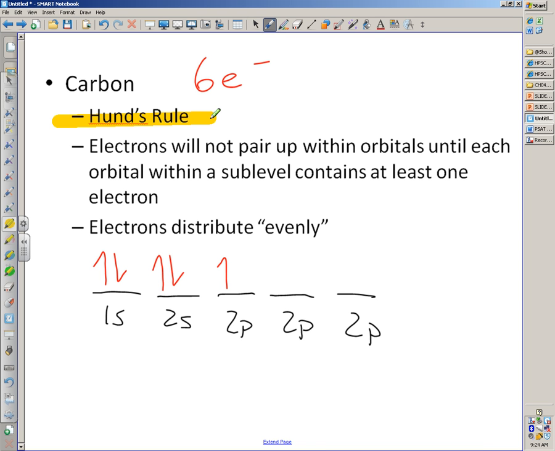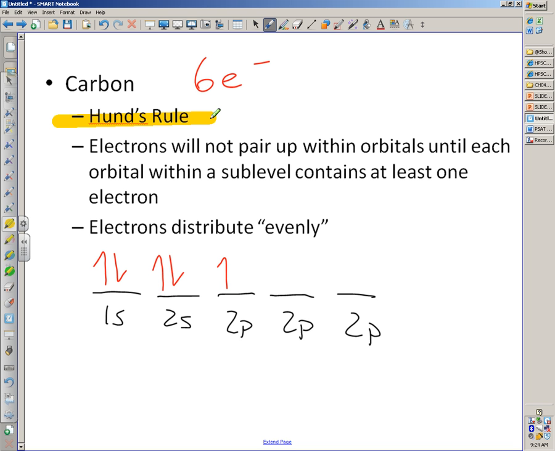Hund's rule says, if you have orbitals that have equal amount of energy, electrons will not pair up until they're forced to pair up. Okay? Because, what did we say about all the electrons? They repel because they all have negative charges. So we won't see electrons pairing up in orbitals, even though each orbital can hold 2. We won't see them pairing up until they absolutely have to.